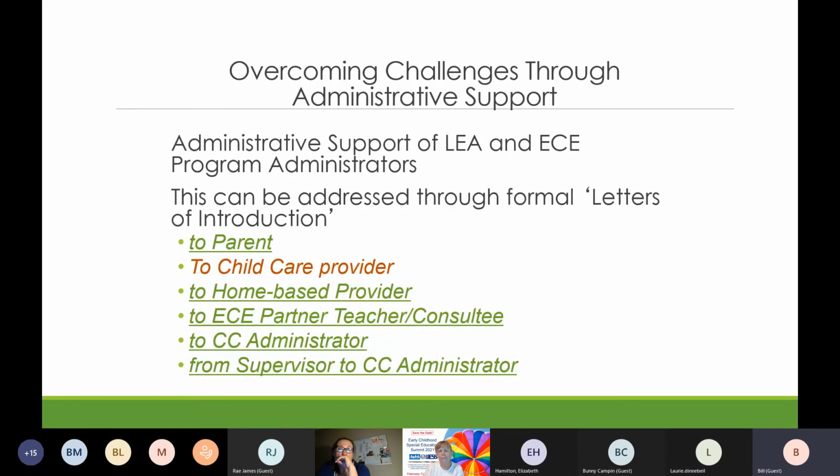Next slide, Lori. And one of the ways we advocate that you make this public is by communicating through letter, through an official correspondence to the key players, the stakeholders involved in the consultation model. Next slide, Lori.